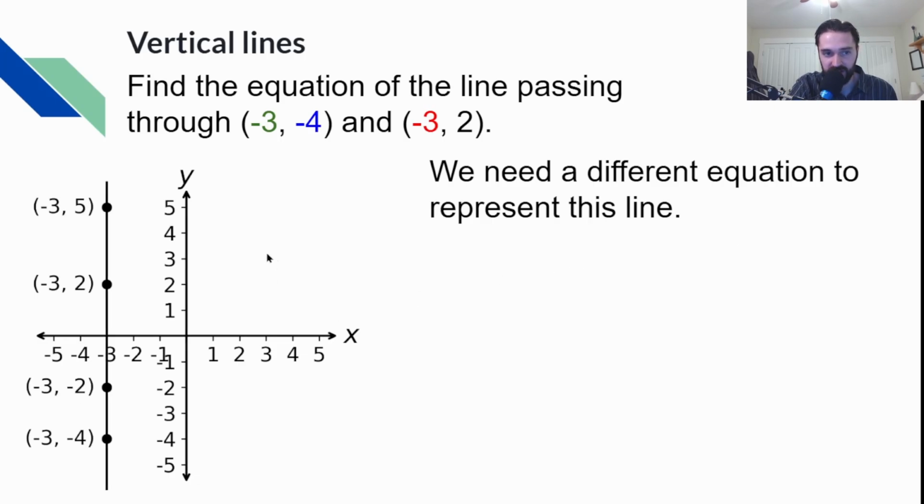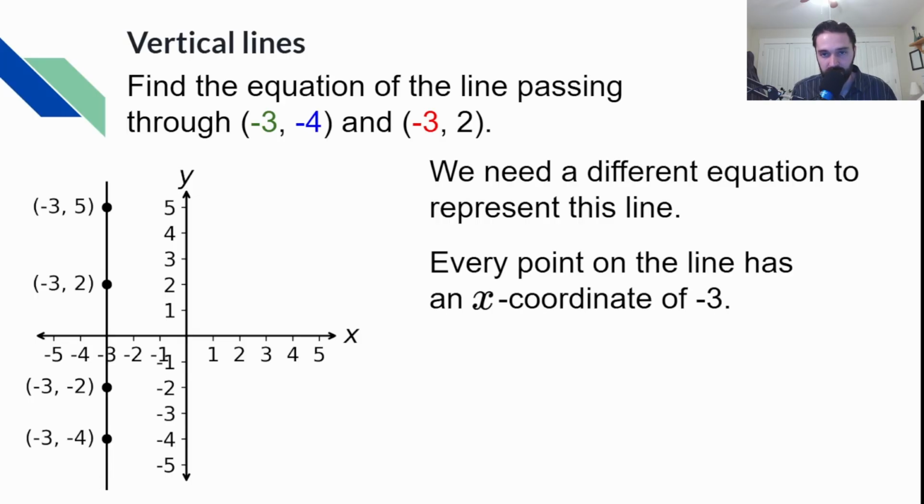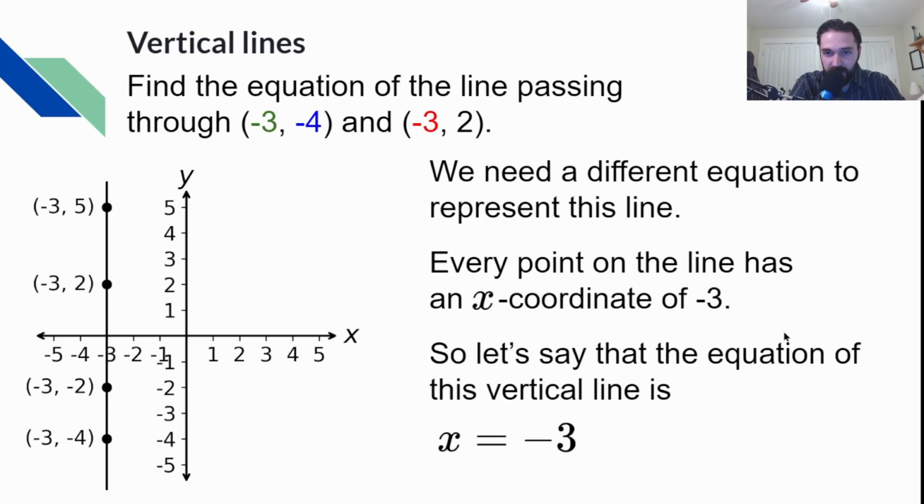What I'm going to do next is just plot a couple more points here. Notice what's happening with these points. We have (-3, -4), (-3, -2), (-3, 2), and (-3, 5). The x value for every single one of these points is -3. So what we can say is that the equation of the vertical line is x = -3.